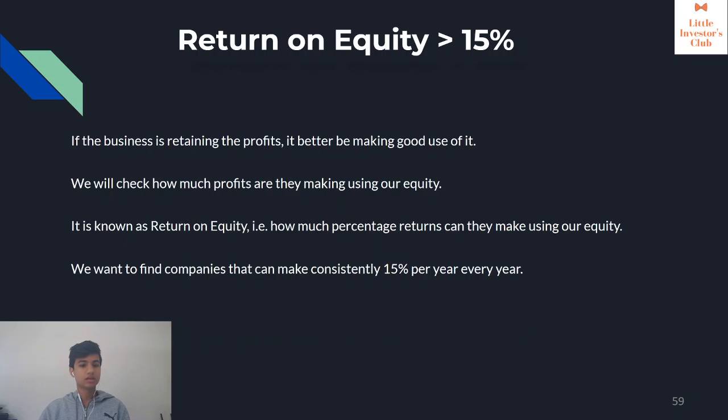And once again, the return on equity basically shows whether the business is retaining profits and making good use of the equity that you give them. It shows how well they're using their money and whether they're using it to an acceptable standard, which we defined as 15%. This is known as return on equity, and it is essentially the percentage of returns, or the profit, they're making with the money they receive. We want to find companies that make consistently 15% year on year.